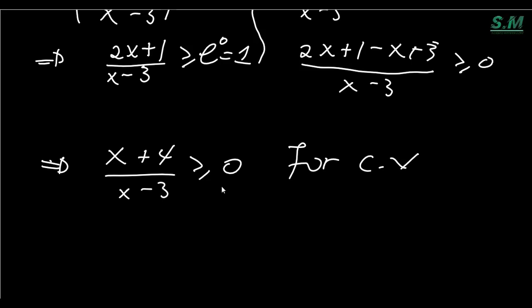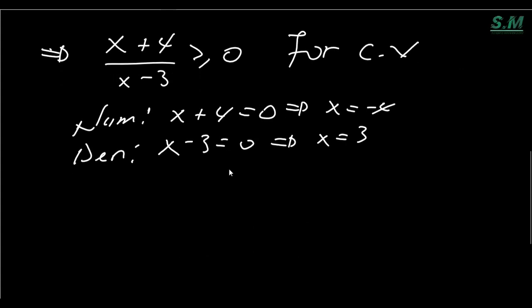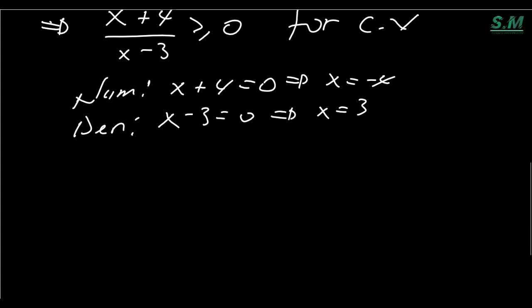For critical values, we take the critical values of the numerator. So we have x plus 4 equal to 0, so this means x will be equal to negative 4. And for the denominator, we have x minus 3 equal to 0, so this means x will be equal to positive 3. So we are going to represent these solutions on the number line, and you are not supposed to forget the domain of definition of your function.